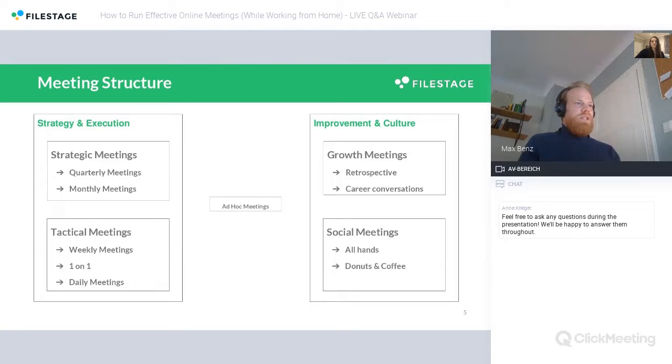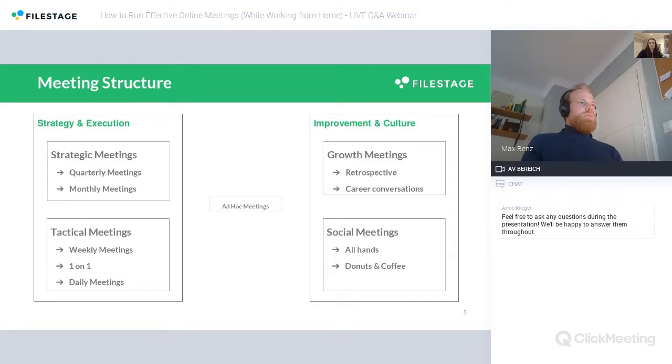And then in the middle, we have these ad hoc meetings, pretty small here. In an ideal scenario, you never have these meetings, but we're not living in an ideal world. But in an ideal scenario, there is no necessity to have an ad hoc meeting, because in the strategy meetings and in the improvement and culture meetings, you're going to clarify everything that needs to be talked about.